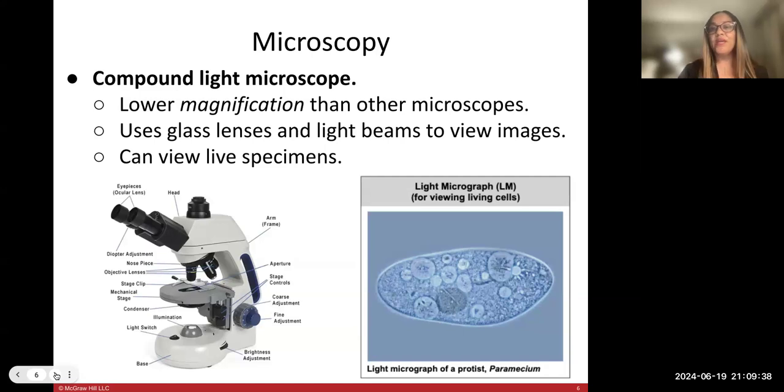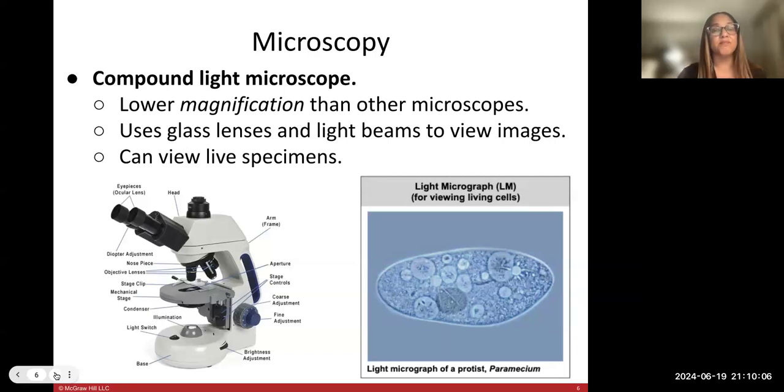Microscopy. In classes we use a compound light microscope in general classes. There are way more advanced microscopes, but those are for graduate students who are doing their theses in something having to do with an organism under the microscope. This one has lower magnification than other microscopes. It uses glass lenses and light beams to view images. It can view live specimens.